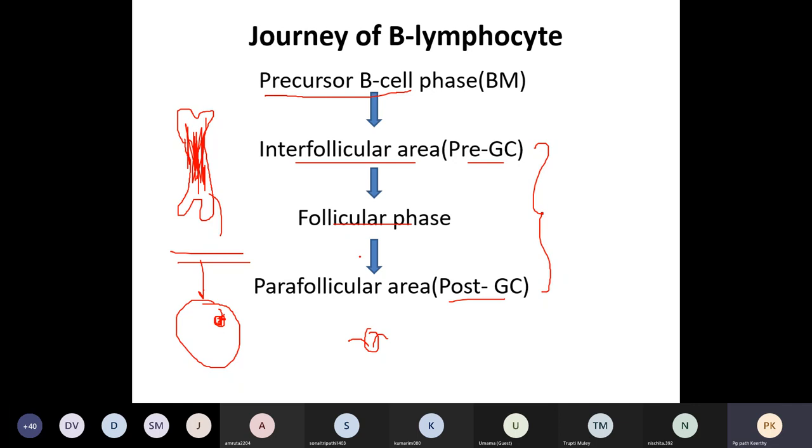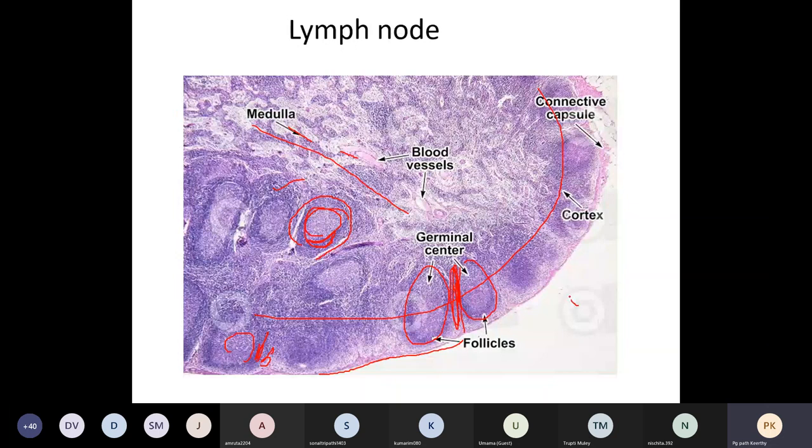Understood? So see, it has entered. Your B lymphocyte was there in your bone marrow. That stage is called what stage? Precursor stage or bone marrow stage. Then it is released into the blood. So now it will reach your lymph node, right? It will come through somewhere from this blood vessel. So it is here. That is called the pre-germinal center phase. Then it will enter your germinal center. Then it will exit like this somewhere. So it is a post-germinal center.